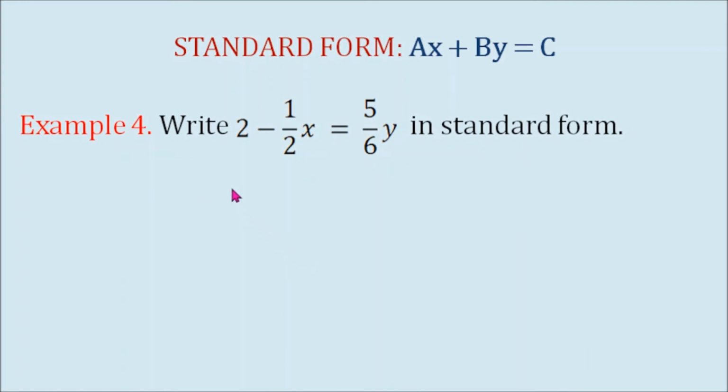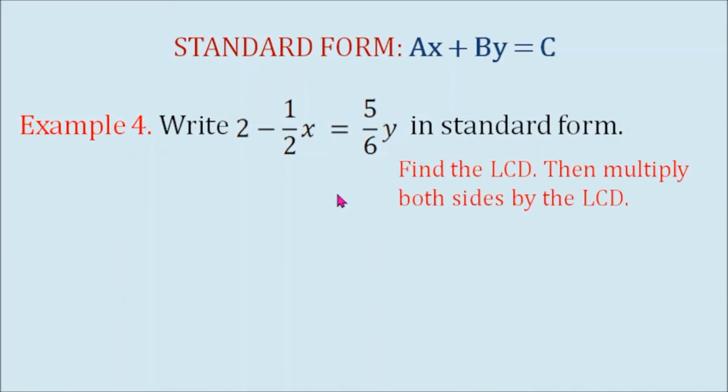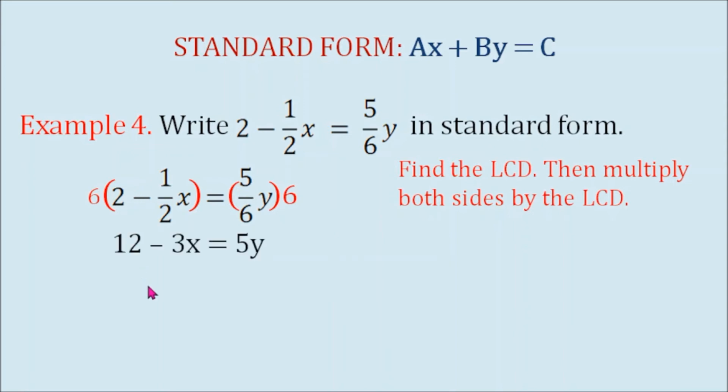Example number 4. Write 2 minus 1/2 x equals 5/6 y in standard form. So we are going to find the LCD, then multiply both sides by the LCD. That is to get rid of fractions. Now the LCD between 2 and 6 is 6. So we multiply the left side of the equation by 6 and multiply the right side of the equation by 6 also. So 6 times 2 is 12.